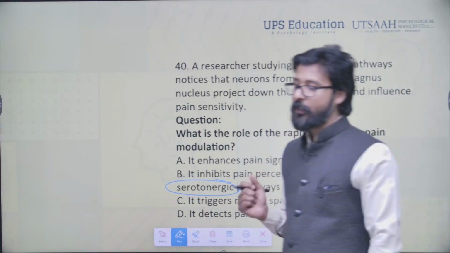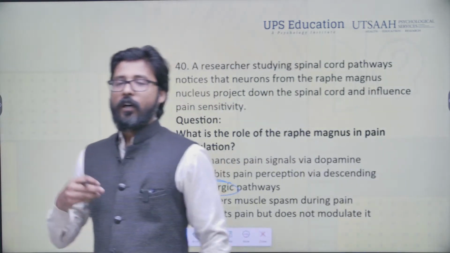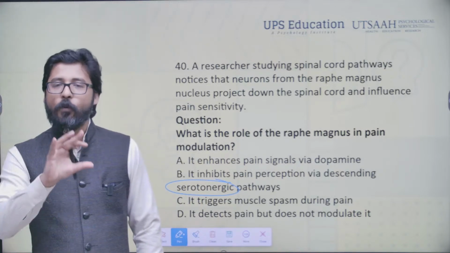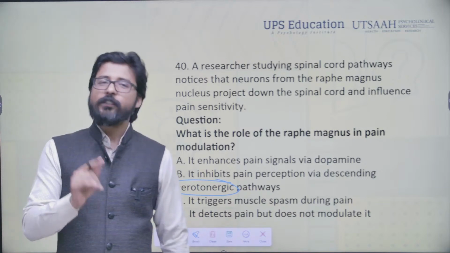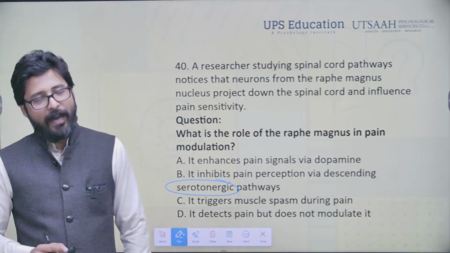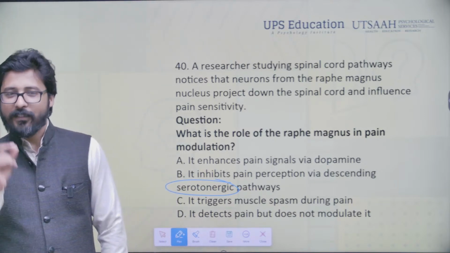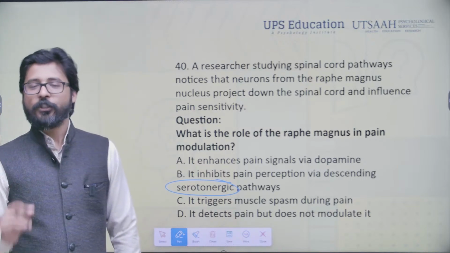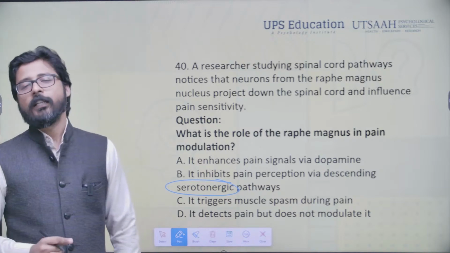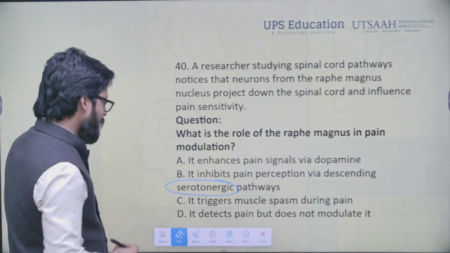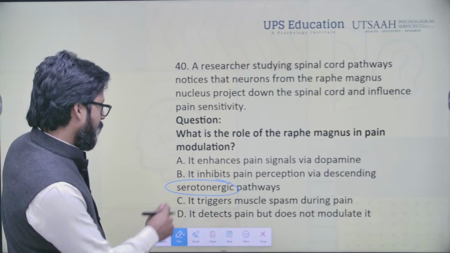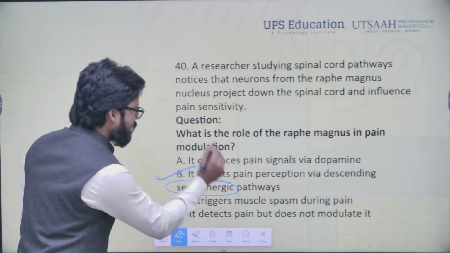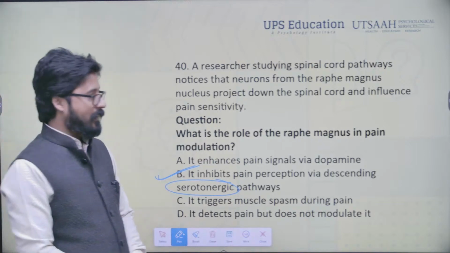So if in an examination they are asking which mechanism we use centrally to modulate pain, and there is an option like raphe magnus, we can choose raphe magnus. Raphe magnus is responsible for inhibiting pain transmission specifically in the spinal cord. So the correct answer will be B. B is the right answer.